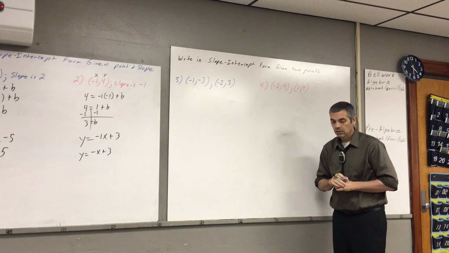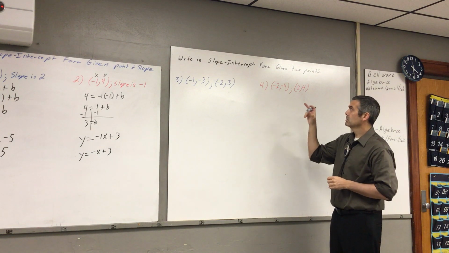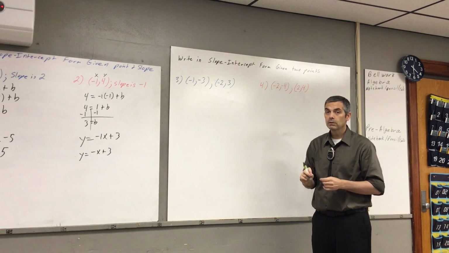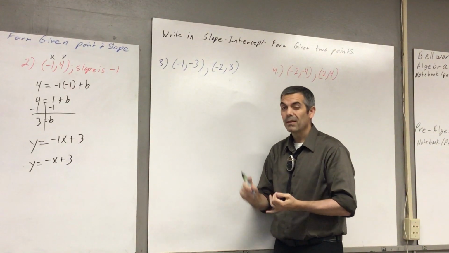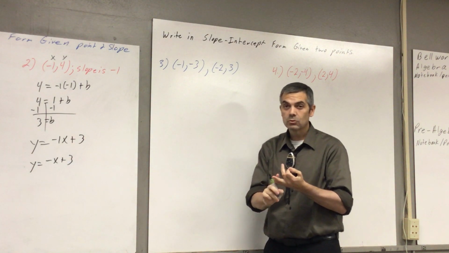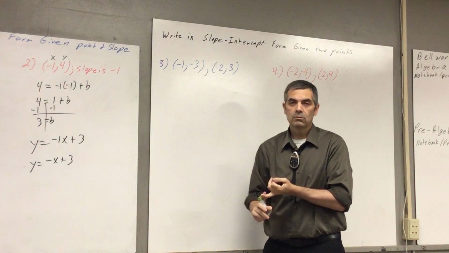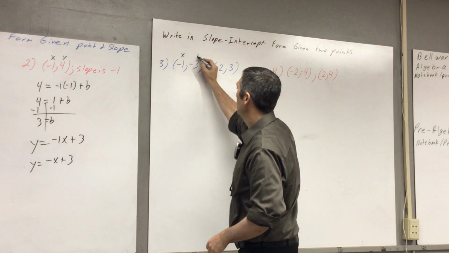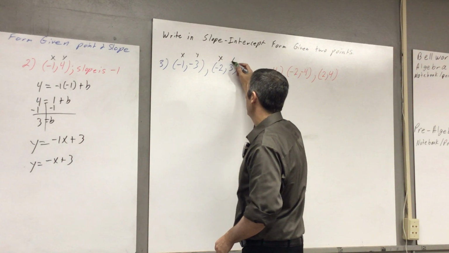This one is a different way. Right, slope-intercept form given 2 points. So now you're given 2 points, so you're not even given your slope, and you're not given your y-intercept. So now you've got to find those 2 things. Well, the first thing you need to do is find your slope, right? We have an x here, a y, we have an x here, we have a y.